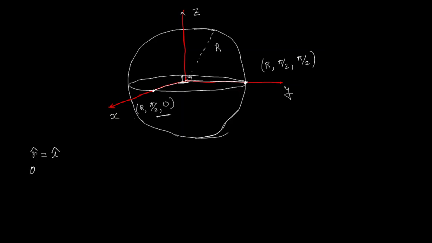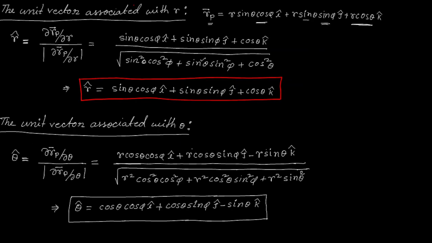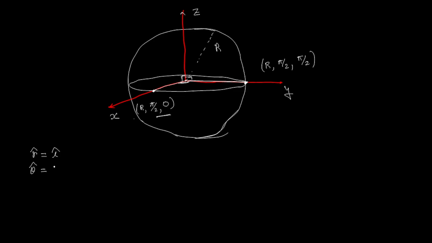Then what will be the value of theta cap? For that, again, you put theta equals 90 and phi equals 0 in this equation. When you put theta equals 90, this term gives you 0. This term also gives you 0. But this term gives you minus k cap. So theta cap will be minus k cap.